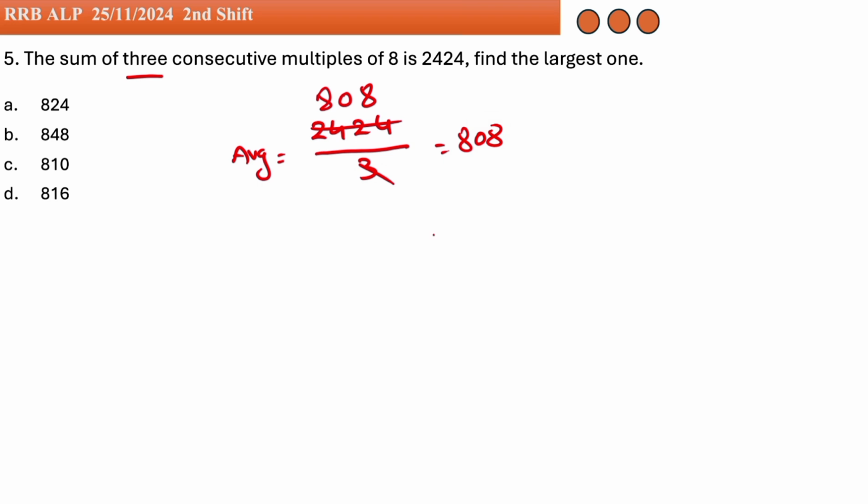So 3 consecutive multiples, that is first number, second number and third number. Average is always a middle number. So 808 is middle number. To find the largest one, we have to add 8 in this number. It becomes 816. So our option is D.